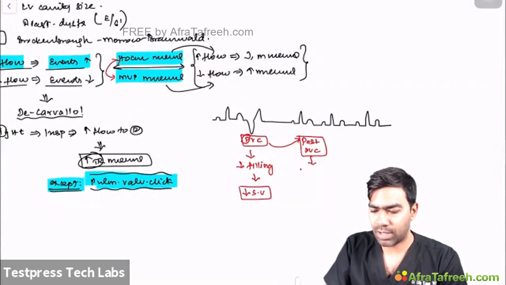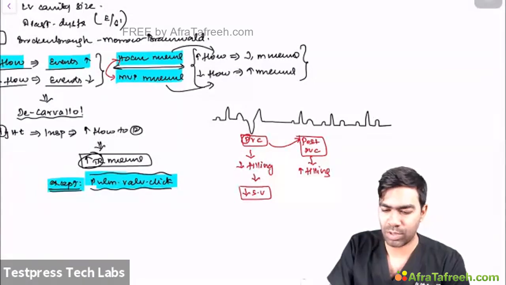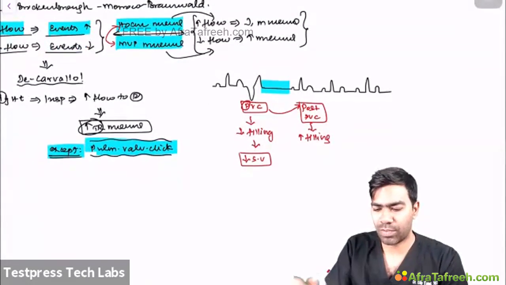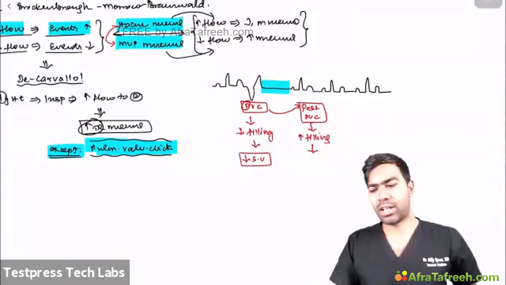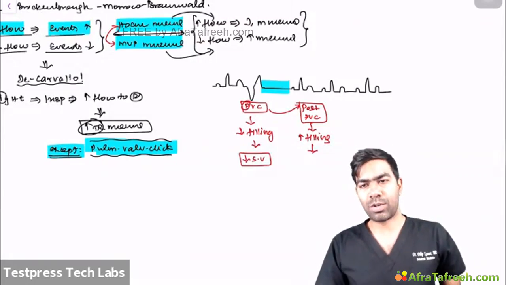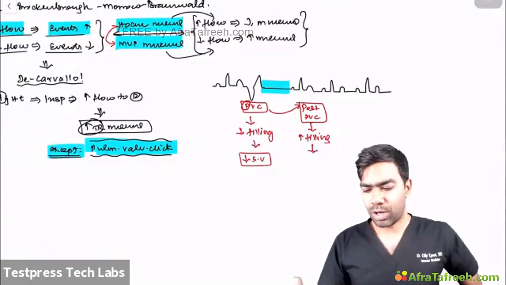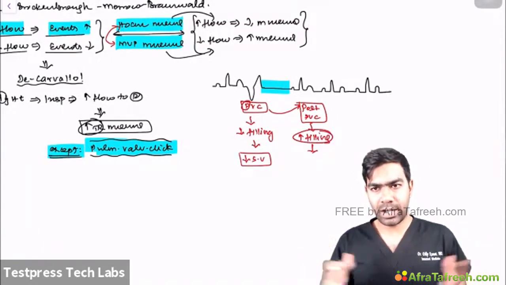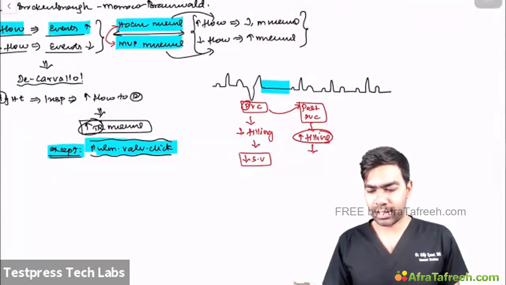This will have more filling because previously the heart has not filled properly. Now the heart has filled adequately. Compared to the previous beat, by the Frank-Starling law, because more filling is there, they have to produce more contraction. More importantly, after the post-PVC, the ventricle itself will be contracting more because it is having more relaxation.